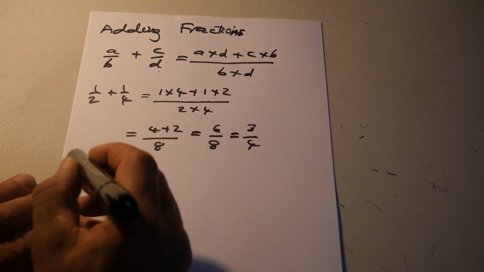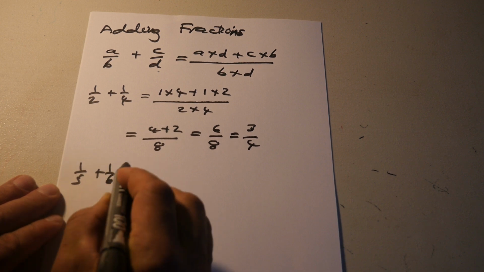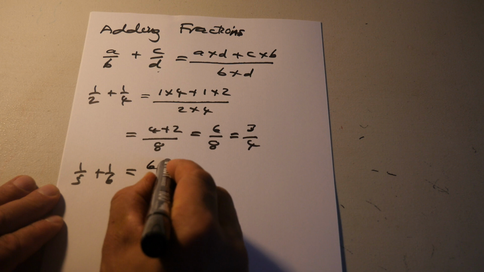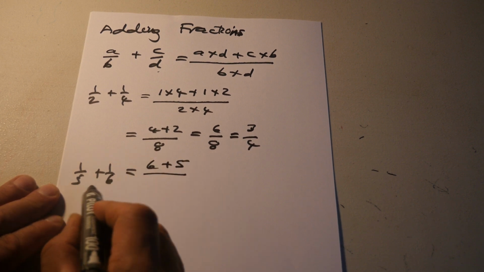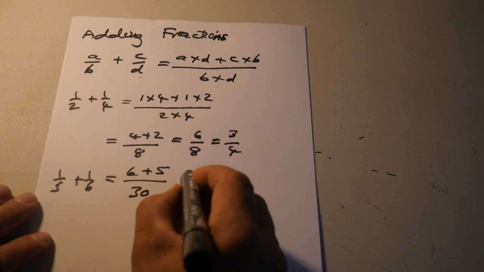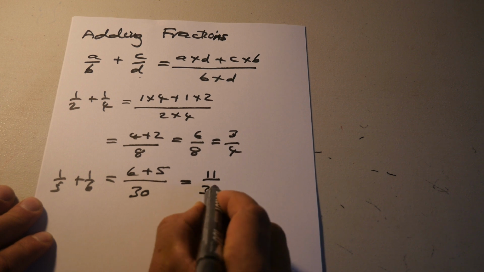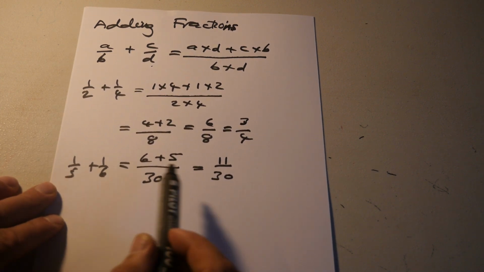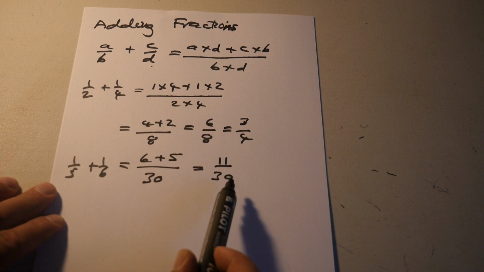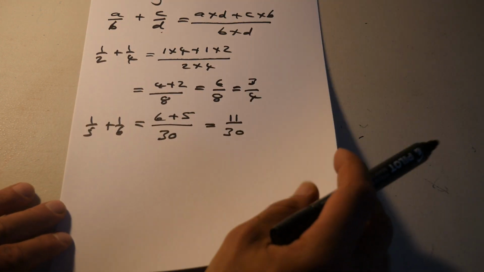Okay, or 1/5 plus 1/6 equals 1 times 6 is 6, plus 1 times 5 is 5, divided by 5 times 6 is 30. So 5 plus 6 is 11 over 30, okay? So 1/5 plus 1/6 is 11/30, which is just less than half, okay? So that's adding.